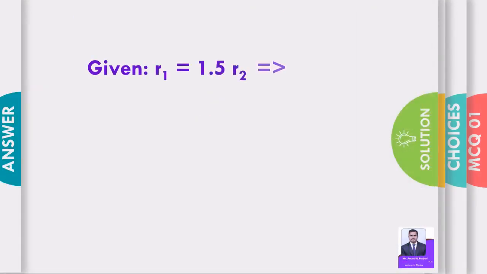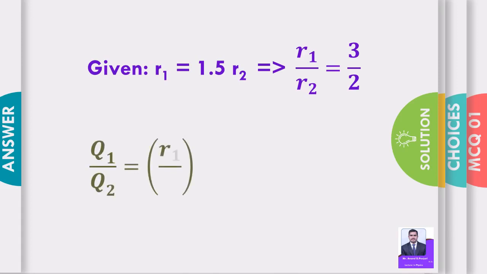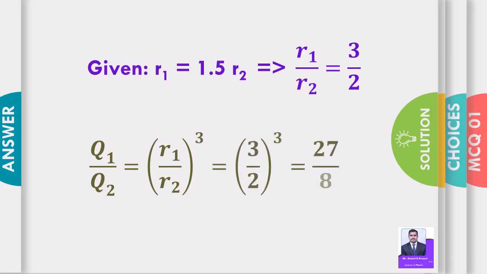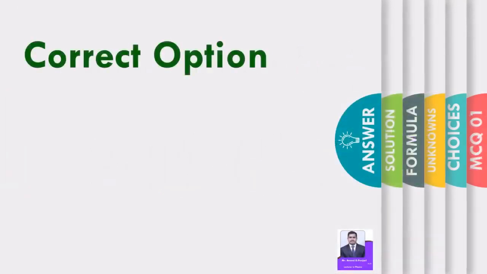Given R1 is equal to 1.5 R2 implies R1 by R2 is equal to 3 by 2. On substituting and simplifying, Q1 by Q2 is equal to (R1 by R2) cube is equal to (3 by 2) cube is equal to 27 by 8. Correct option? Option A, 27 by 8.